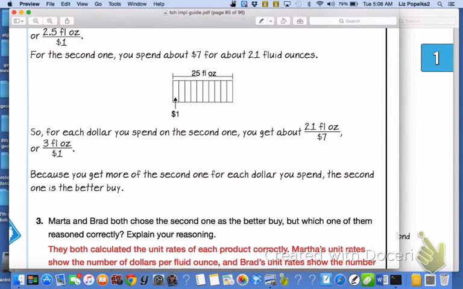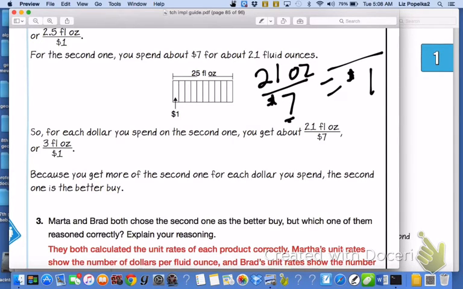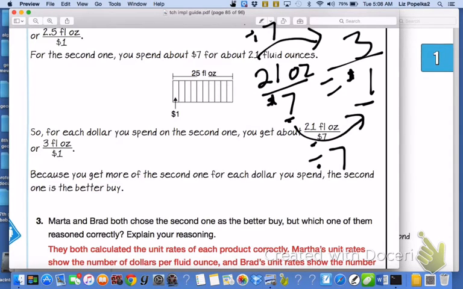Look right here, and again, in case we've forgotten a couple of things from 7th grade: he started out with 21 ounces for $7. Remember, the point of a unit rate is that you want to find out not how much we get for $7, but how much we would get for $1. So we scaled down by dividing by 7, and then 21 divided by 7 means we got 3 ounces for $1.